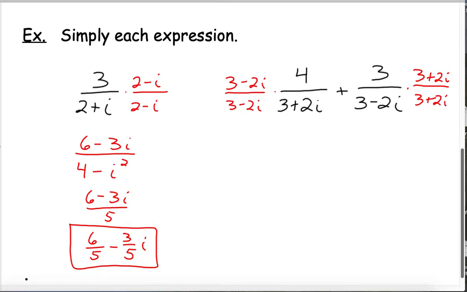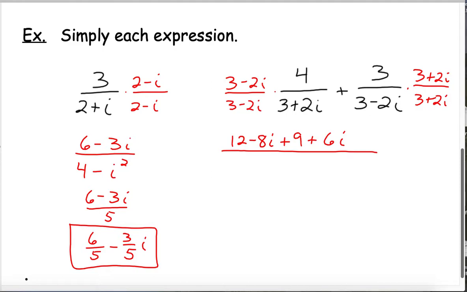Well, this works out nice because those are complex conjugates, so I will not get an i in my denominator, so I won't have to worry about fixing that later on. The i's are going to disappear. So when I distribute the 4 in the first one, I'm going to get 12 minus 8i over this common denominator. And then in the second one, I'm going to get a 9 plus 6i.